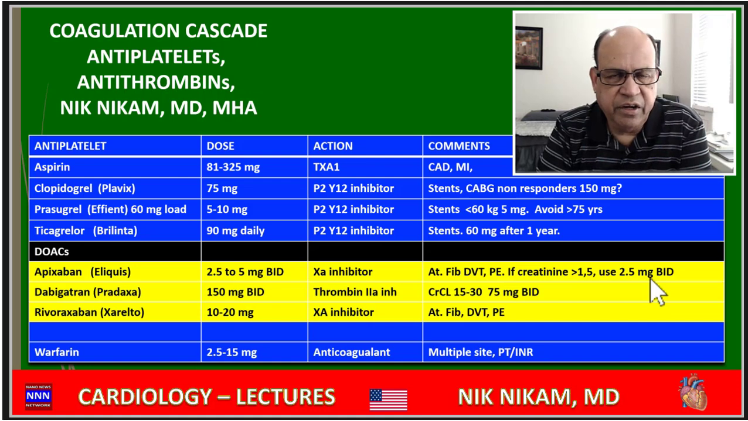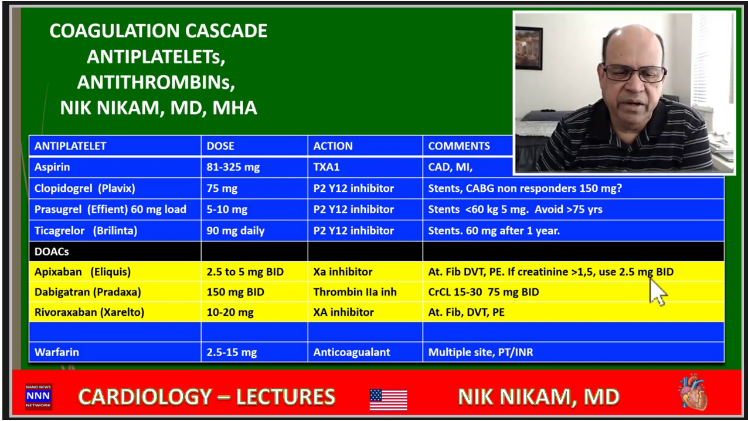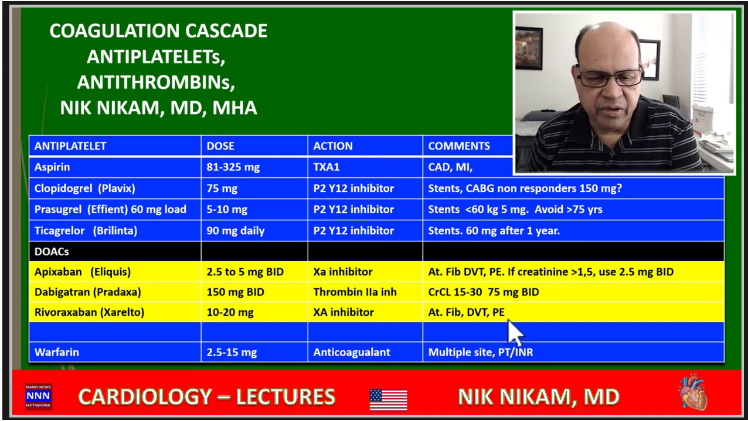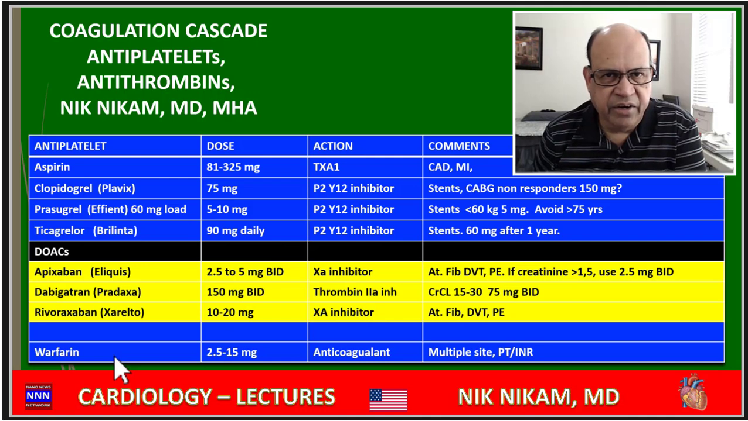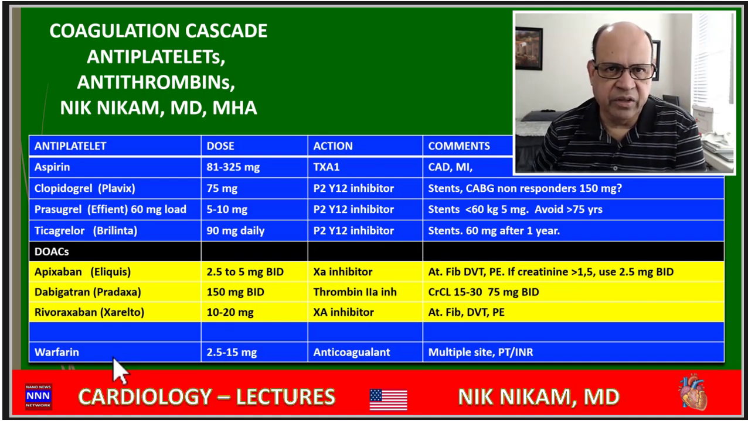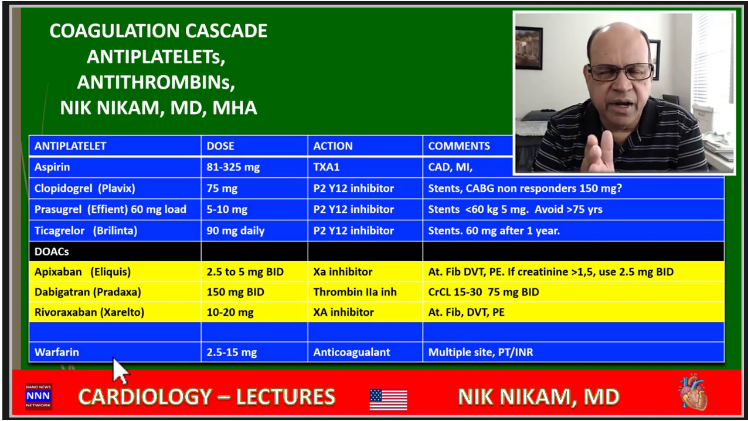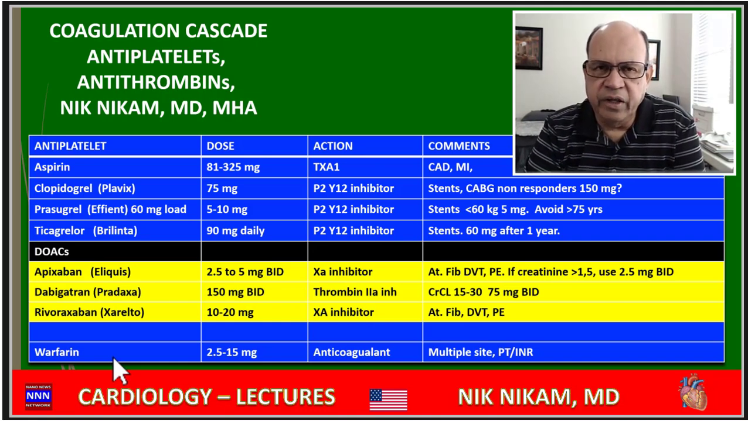It is given in a dose ranging from 10 to 20 milligrams daily. It is a factor 10A inhibitor, just like apixaban, and it is given for atrial fibrillation, DVT, and pulmonary embolus. Warfarin is an anticoagulant agent, which, as I told you before, acts at multiple levels. Not only is it useful in patients with venous thromboembolic conditions, it is useful in patients with atrial flutter or atrial fibrillation. It is also used in patients with mechanical valves following heart surgery.